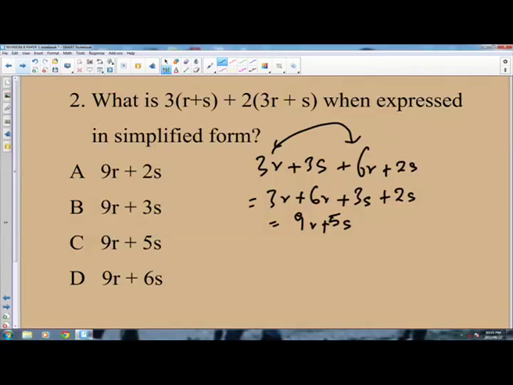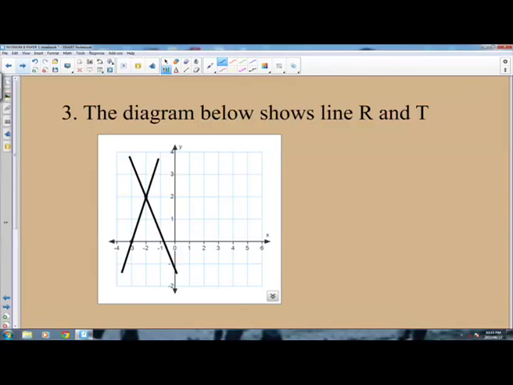We now go and check in the alternatives. The first one, 9r plus 2s, is not correct. B, 9r plus 3s, not correct. And then C, 9r plus 5s. And this is what we got upon working out this question. So we will circle C to indicate that this is our correct answer. And then question number 3.